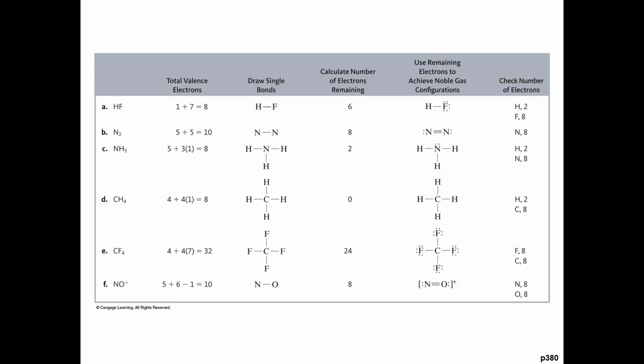Notice that for hydrogen, we're always going to have a duet. Our halogens will typically only make single bonds because they only need one more electron to have an octet. Carbon forms 4 total bonds. This can be 4 single bonds or some number of double and single or triple and single bonds.